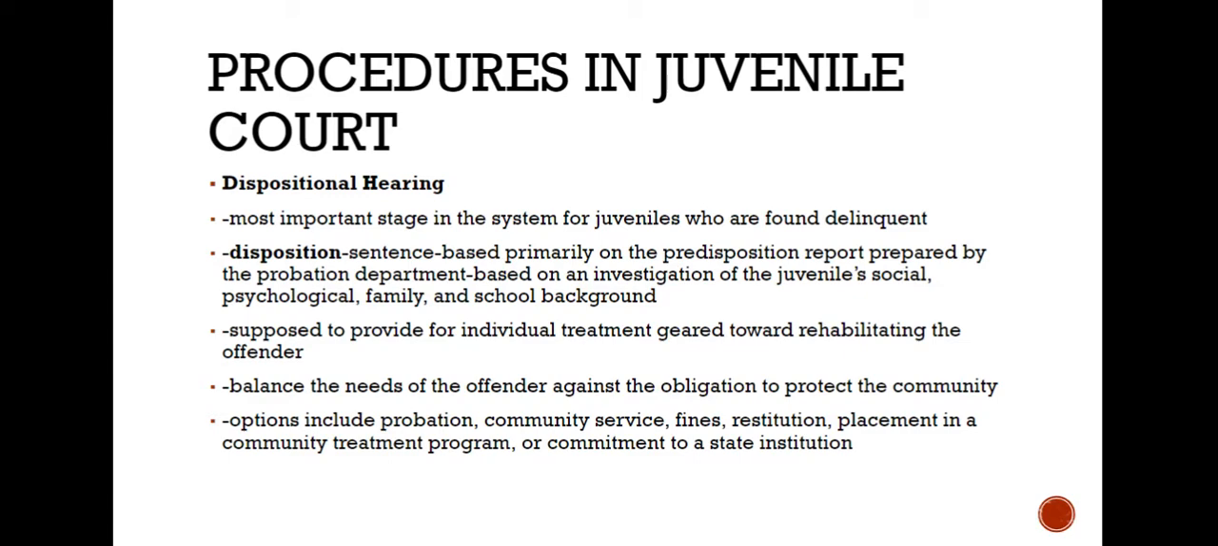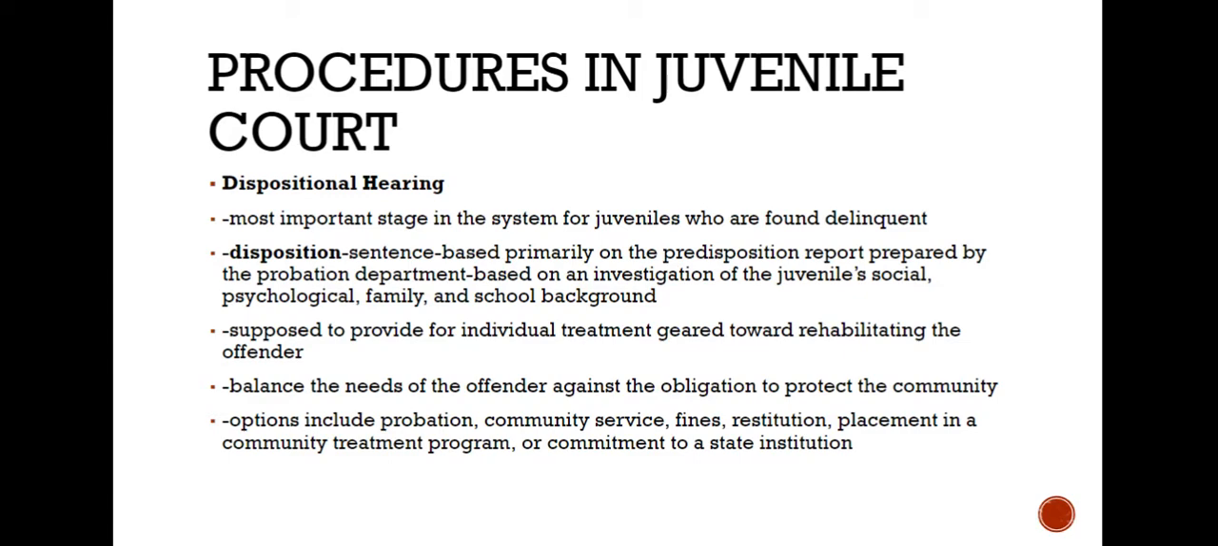Get down this next point. We have to balance the needs of the offender against the obligation to protect the community. And we have talked about that with adult court as well. This tension: you want to protect the rights of the accused, you want to protect the rights of the criminal, but at the same time, you have society you also have to protect. Well, we see that here in the juvenile system too. You've got the needs of the offender versus the obligation to protect the community. And we've got to try to strike a balance with that when we move into the punishment phase.